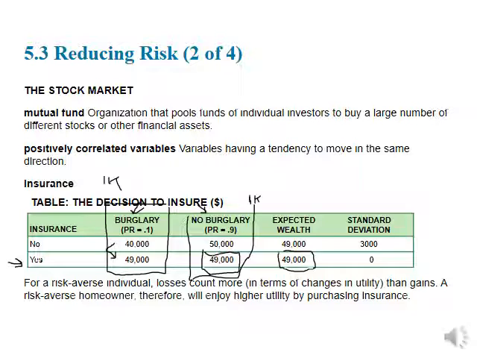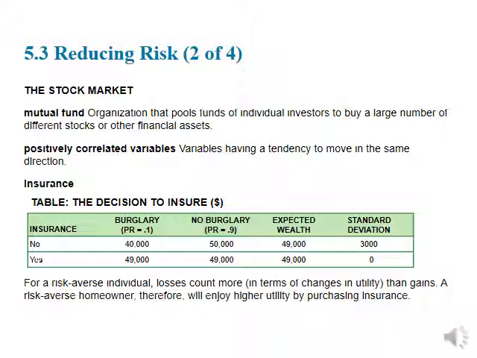Because either you don't get robbed, but you're paying the insurance company, or you do get robbed, you're paying the insurance company, but you get reimbursed for your losses. So in the case of insurance, you have the same expected wealth as in the uninsured case, but there's no standard deviation. You have that result with certainty.